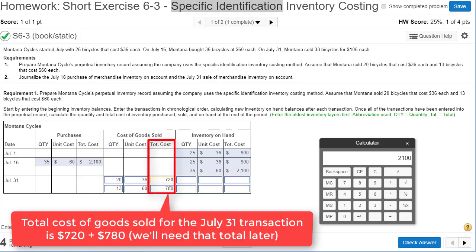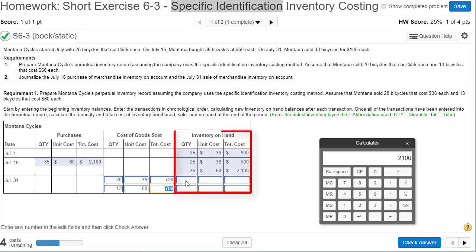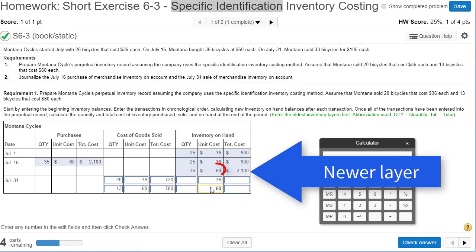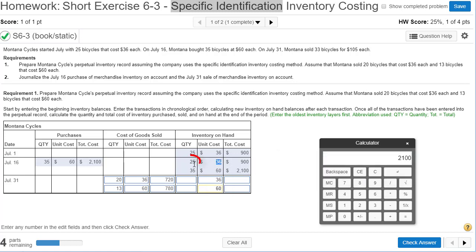is 720 plus 780. Now, notice we have to go back to our inventory on hand columns and update our inventory. Now remember, we bring down the oldest layer first. So we have to bring down our $36 layer and then our $60 layer. So let's work with the $36 layer. We had 25 quantity-wise on July 16th. And then July 31st, we sold 20. So if we had 25 and we sold 20, how many do we have left over? 25 minus 20 is 5.